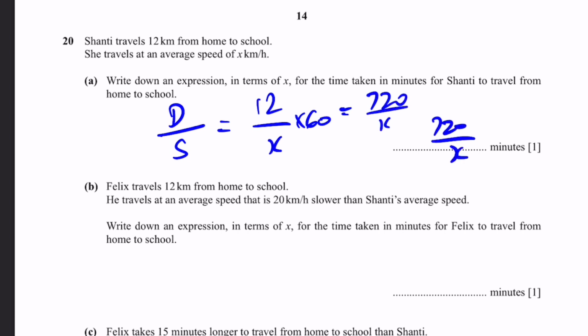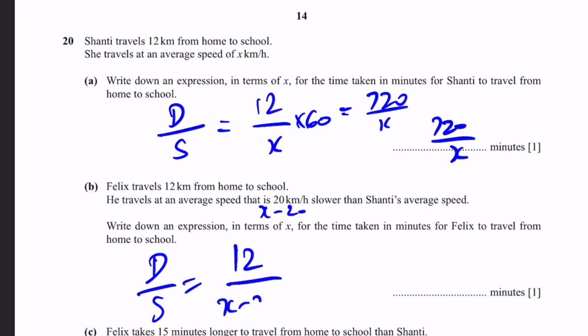Now part B, Felix travels 12 kilometers from home to school. He travels at an average speed 20 kilometers per hour slower than Shanti's average speed. Notice that there's going to be x minus 20, since 20 kilometers slower means 20 kilometers less, in kilometers per hour. And write down an expression in terms of x for the time taken in minutes for Felix to travel from home to school. And that will be distance over speed again, which is 12 over x minus 20, but this is in hours once again, so you multiply by 60 to get 720 over x minus 20.